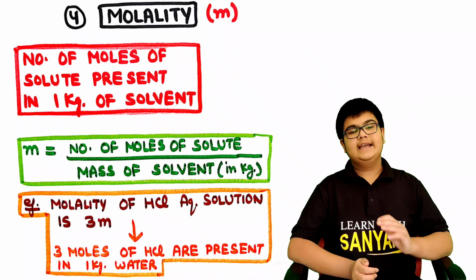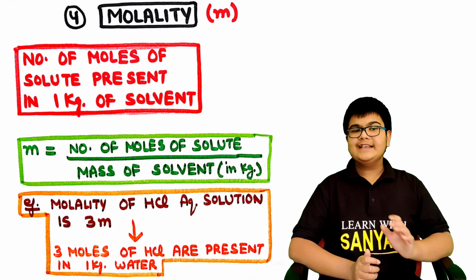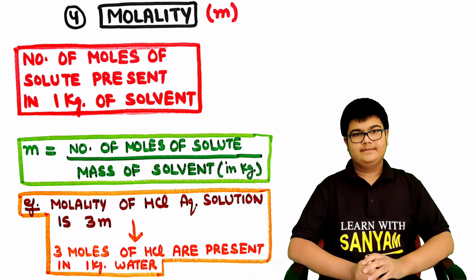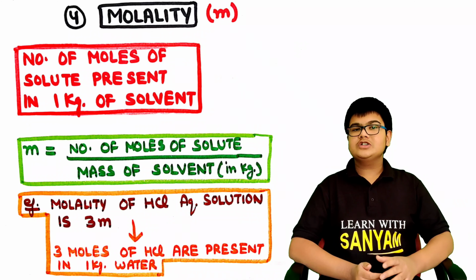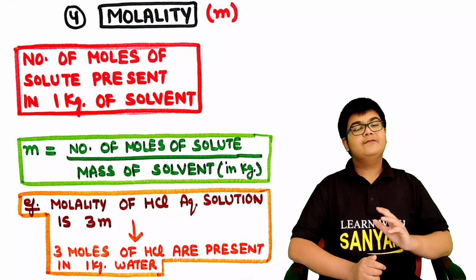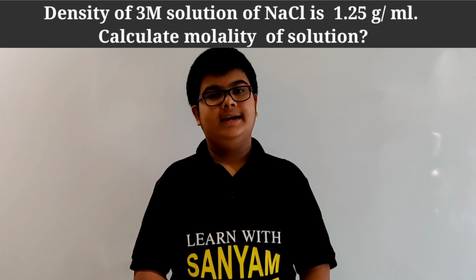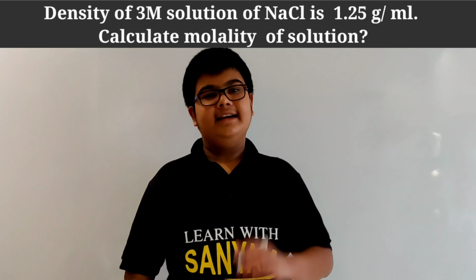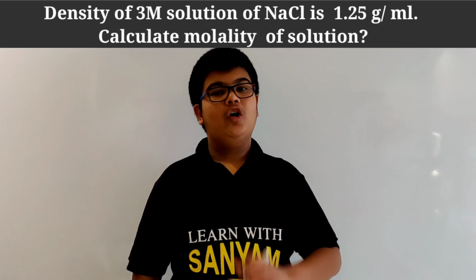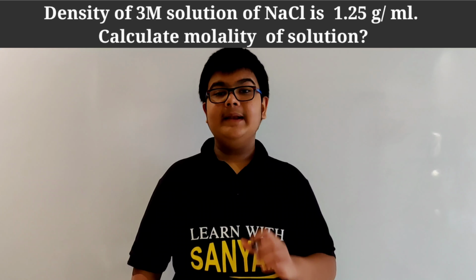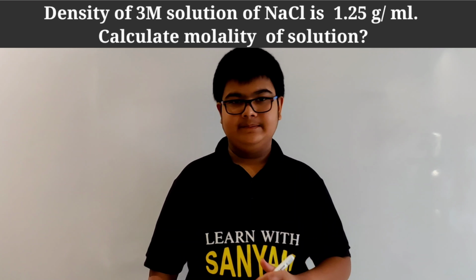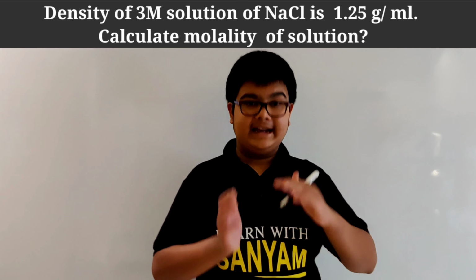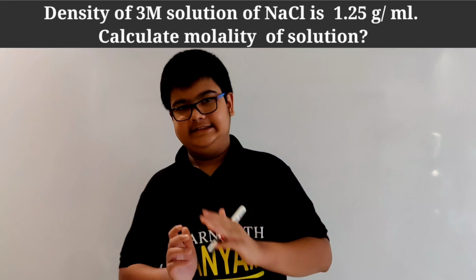Now let's understand it with the help of an example. If I say that the molality of an HCl aqueous solution is 3m, this means that 3 moles of HCl are present in 1 kg of water. So let's solve a question based on molality. The question says that the density of a 3 molar solution of NaCl is 1.25 gram per ml. Calculate the molality of the solution. So this time we are given the molarity and we have to find the molality.